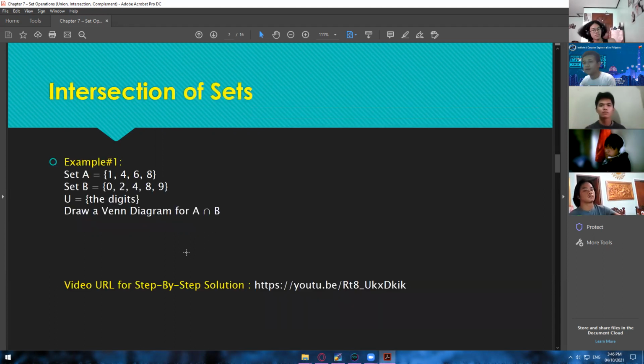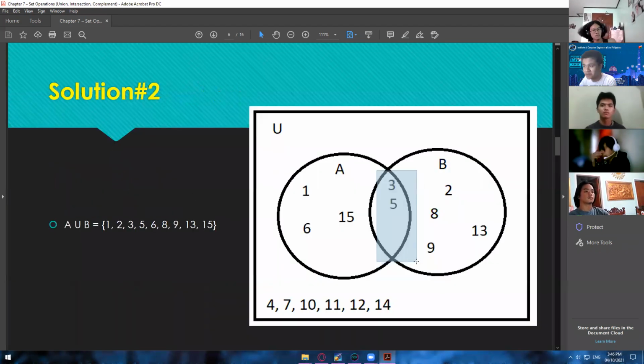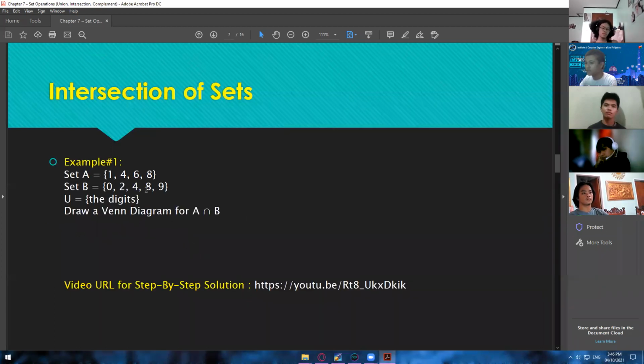All right, let's now proceed to intersection of sets. Intersection is just this one only. You could say that this one is a lot easier to identify than a union, since with union we need to combine everything, but in here, all we need to do is check their commonalities. Set A has 1, 4, 6, 8, and set B has 0, 2, 4, 8, 9. And then U is the digits, meaning it ranges from 0 to 9. So draw a Venn diagram for A intersection B.